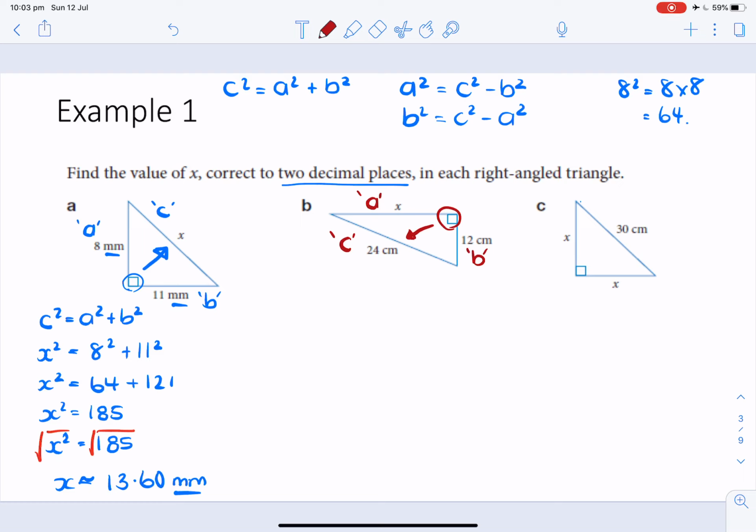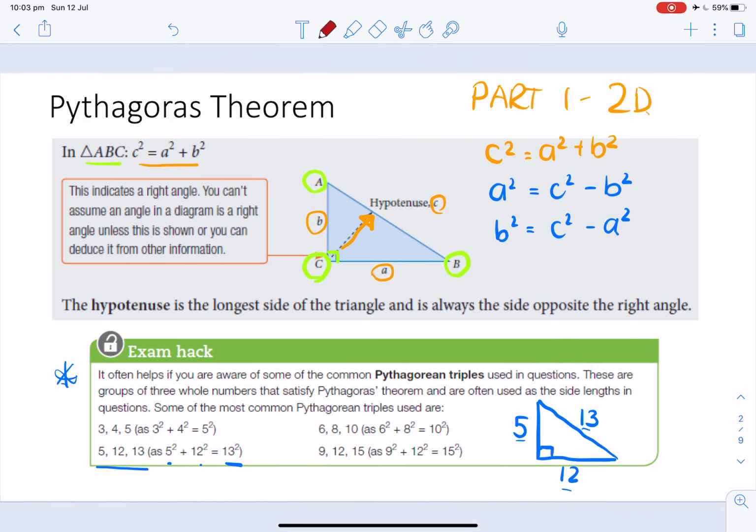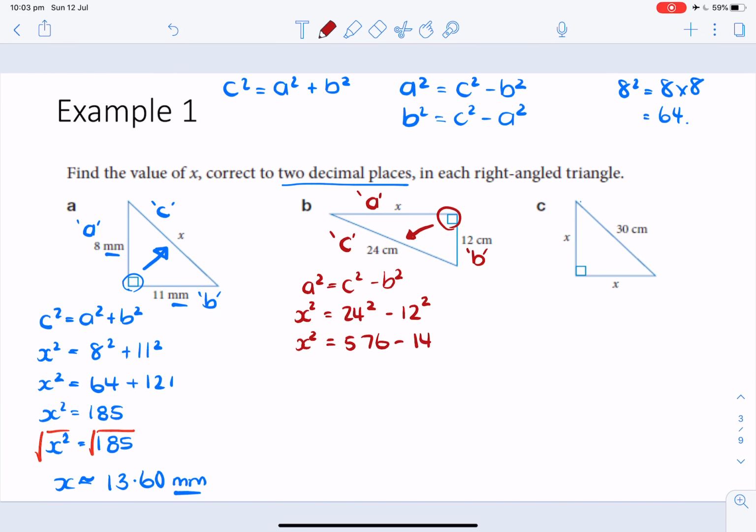So my unknown A means I'm going to be using one of the transposed formulas: A squared equals C squared minus B squared. And we substitute in. My A value is also x. 24 squared is my C value, and my B squared value is 12 squared. X squared stays the same. 24 squared is 576, and from that I am subtracting, oops, my apologies, I'm subtracting 144.